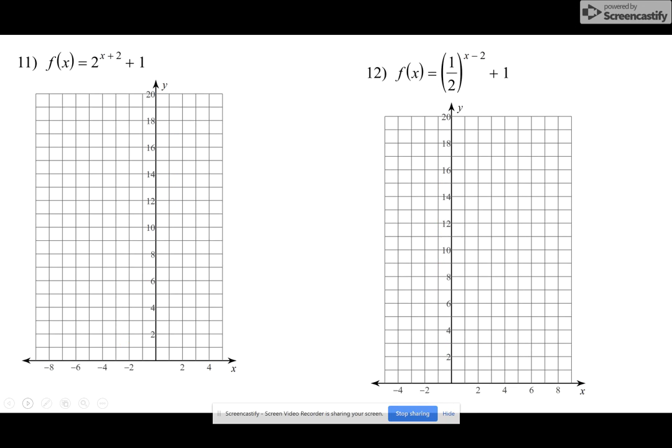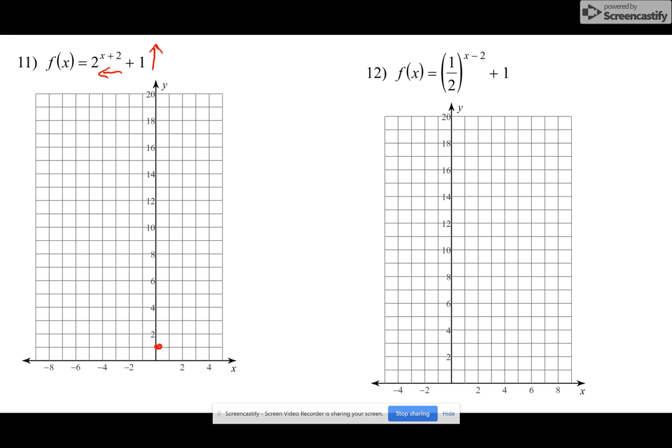Now let's take a look at my examples 11 and 12. I'm going to be doing some shifting. I'm going to move my graph 2 to the left. Remember, when the x value is opposite of what we think of. So x plus 2 means 2 to the left. So I'm going to be moving 2 to the left and 1 up. The plus 1 at the end means up 1.